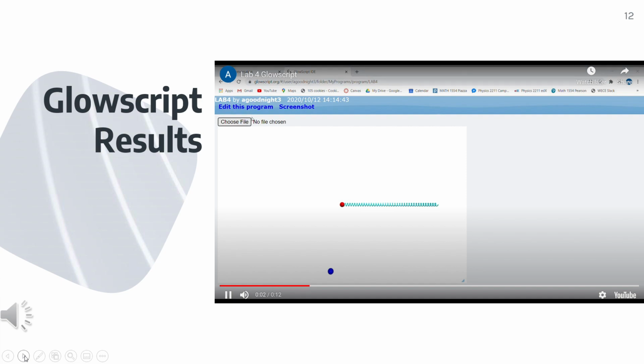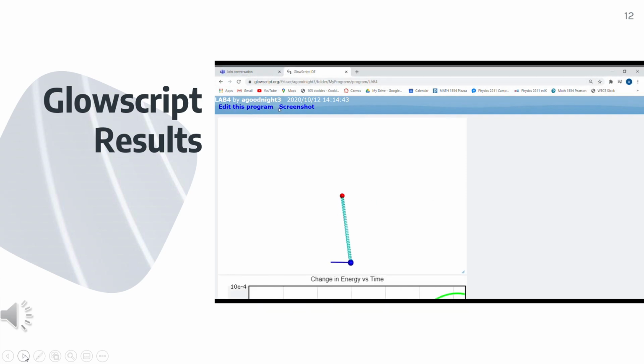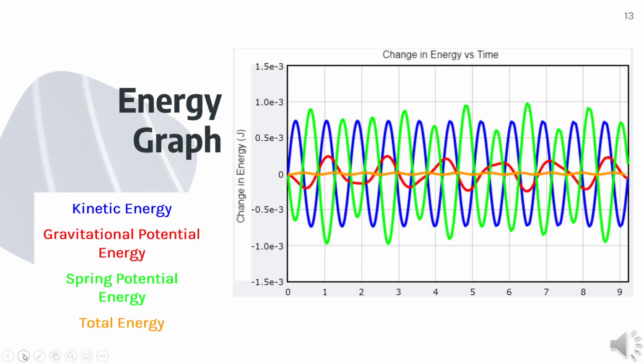Here are the GlowScript results. I uploaded the CSV file of the tracker data, and here's the animation of the motion. Let's look at the plots underneath. Here is the energy graph. Notice that while all of the components, kinetic and potential energy, fluctuate over time, the total energy is 0.